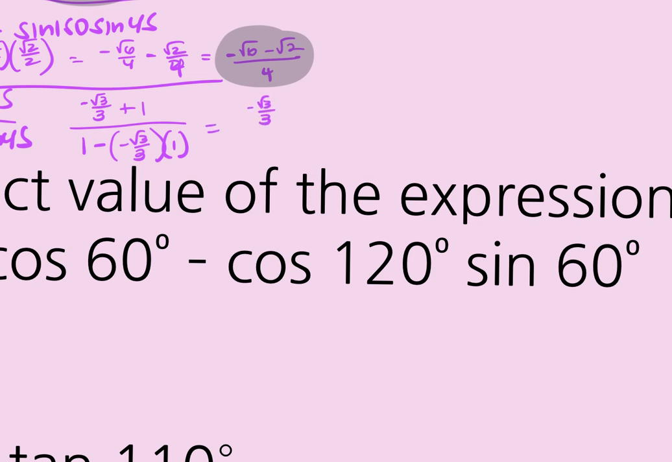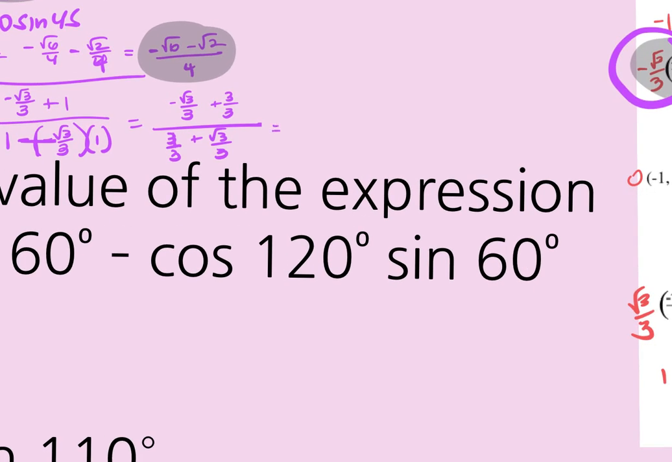I'm going to change it so it has a like denominator. Plus 3 over 3, over 1 plus root 3 over 3, because it's minus a negative, becomes 3 over 3 plus root 3 over 3. Negative root 3 plus 3 all over 3, over 3 plus root 3 over 3. And then we keep, change, flip it.